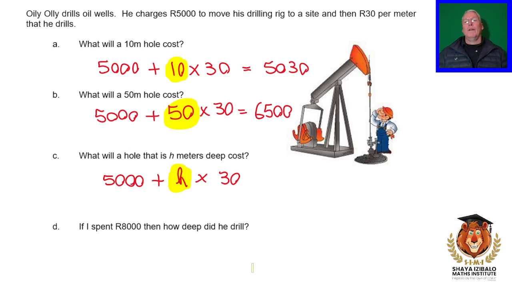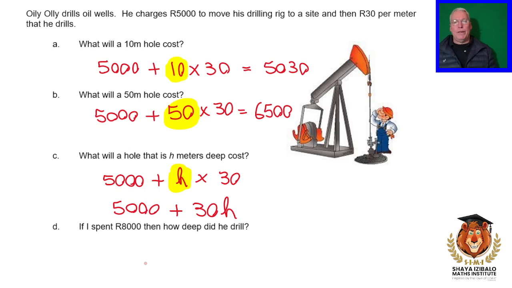Okay, now let's simplify that a bit, because when we write algebra, we know that we don't write that. We prefer to just save a bit of space and time. So 5,000 plus 30h. 30h means 30 times h. That's the way we prefer to write it. We cannot add the 5,000 and the 30h. We'll get more into that, but they're kind of different things, so we just leave it like that.